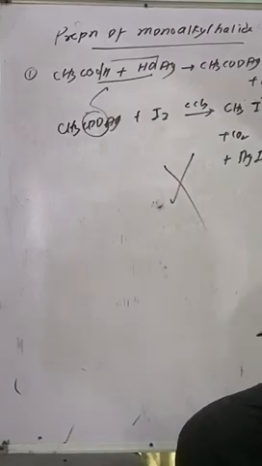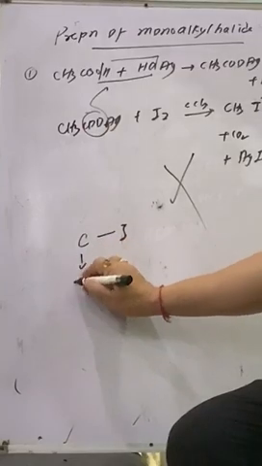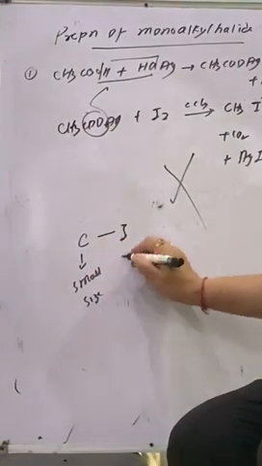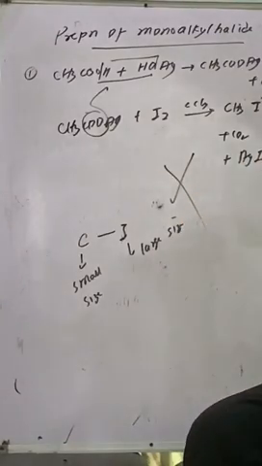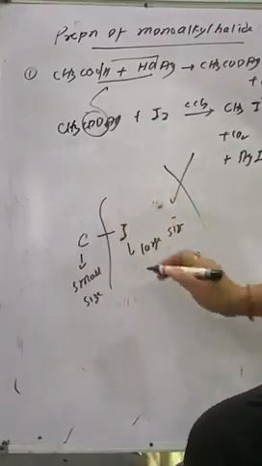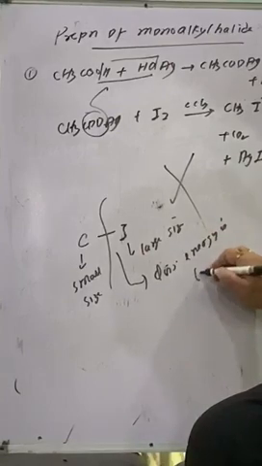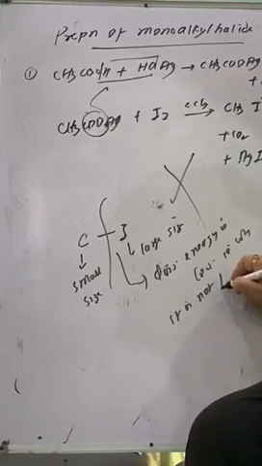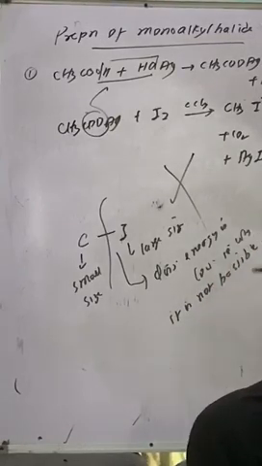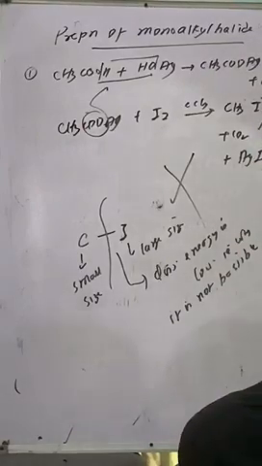Why? The reason is that carbon is small in size and iodine is large in size. If carbon is small and iodine is large, the bond length will be large, and therefore the bond dissociation energy will be low. That is why it is not possible at all. So what is the outcome?